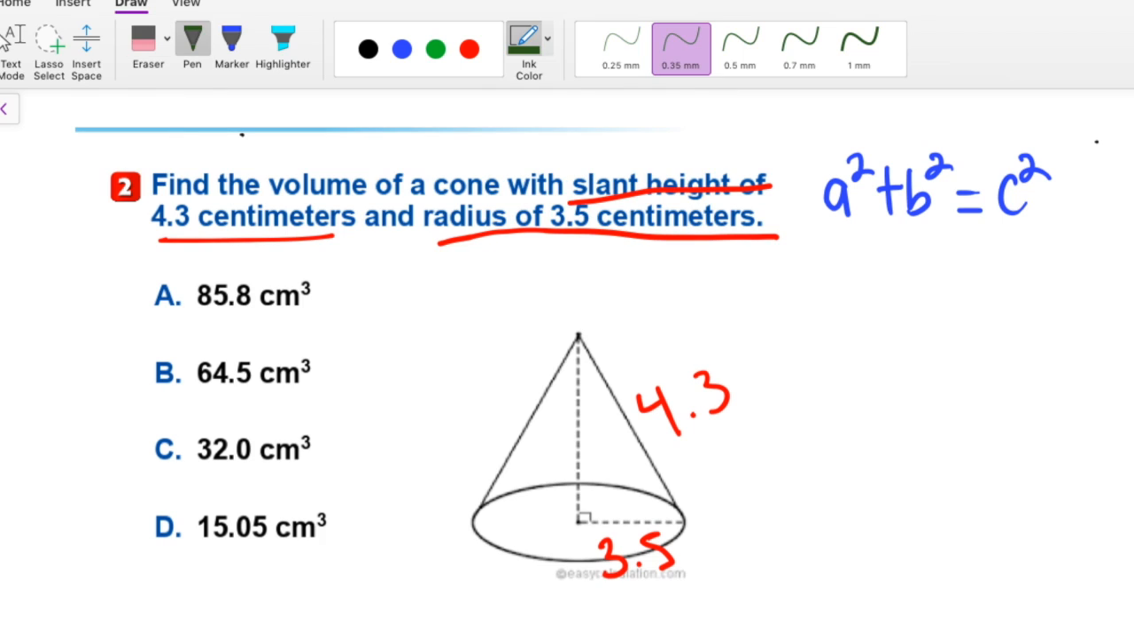No big deal. Alright, so now that we know which side we're going to call which, I'm just going to say the side we don't know is A, so a squared plus 3.5 squared equals c squared. Alright, now how do we solve this? We need to do 3.5 squared, and I don't know what that is off the top of my head, so I'm going to type that in the calculator. Alright, 12.25.